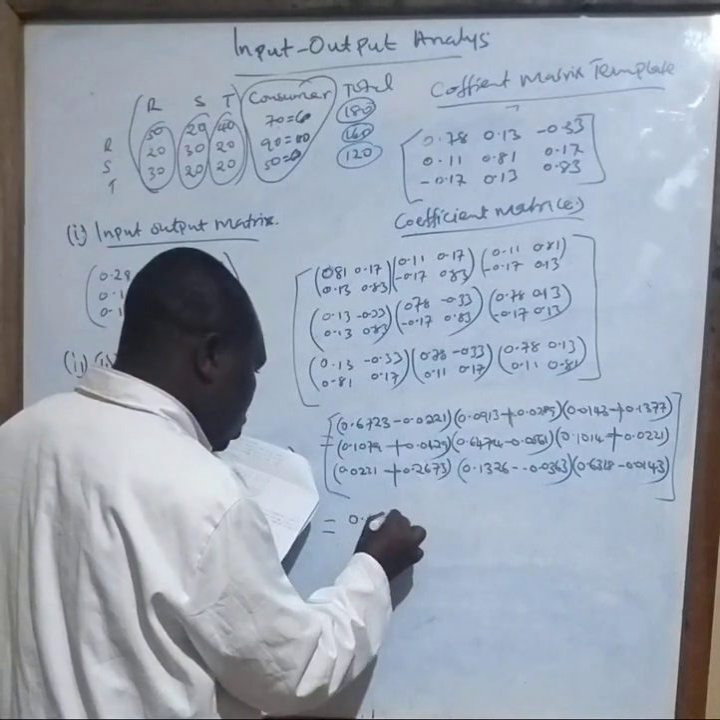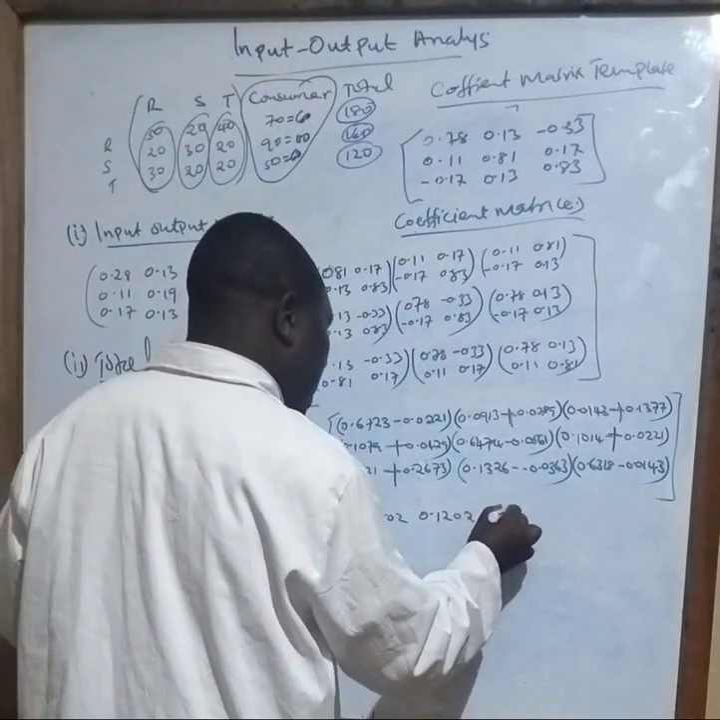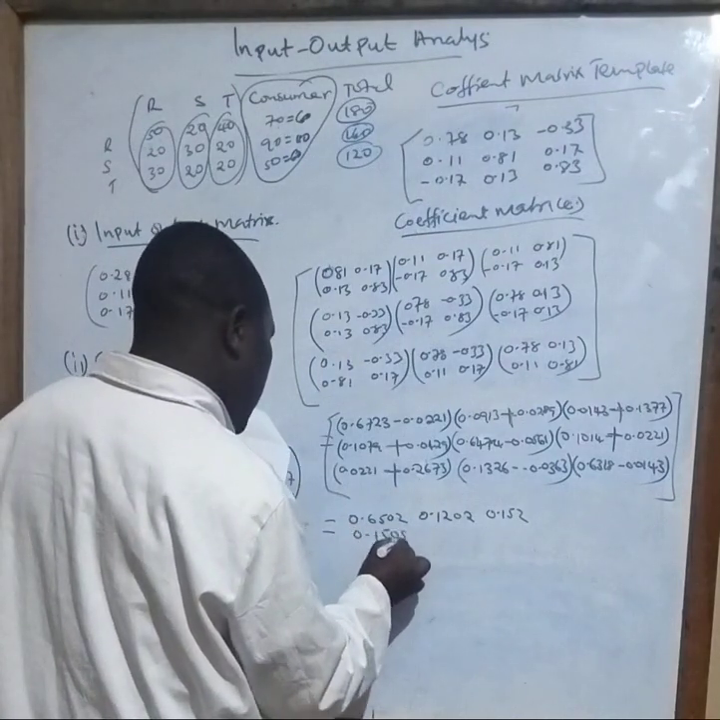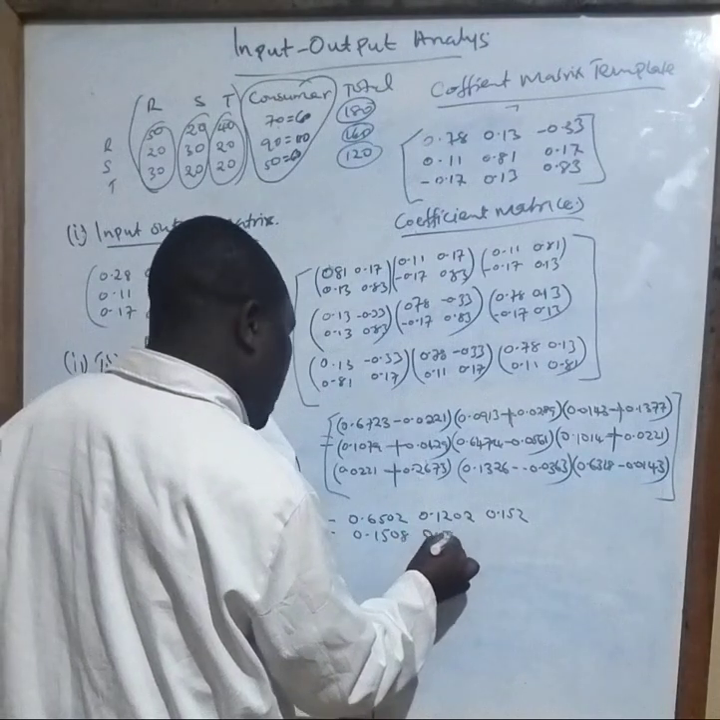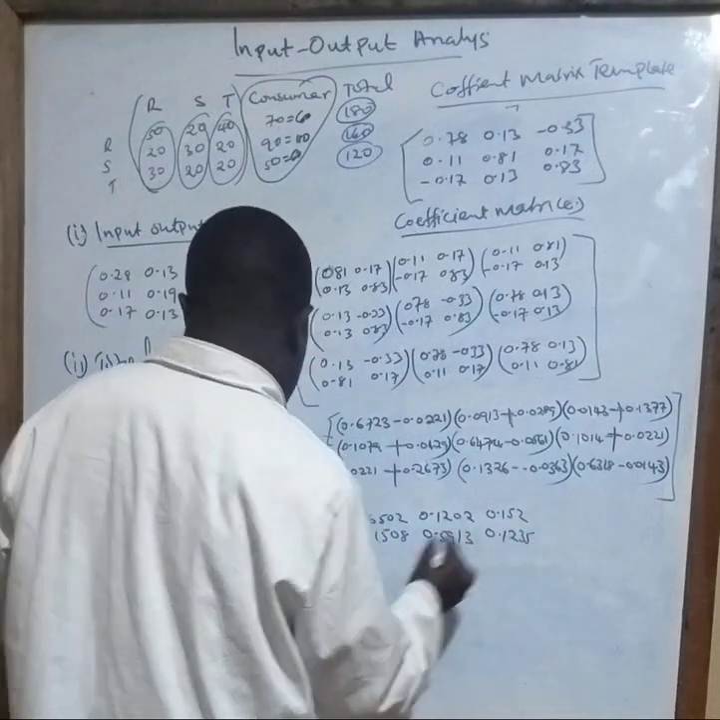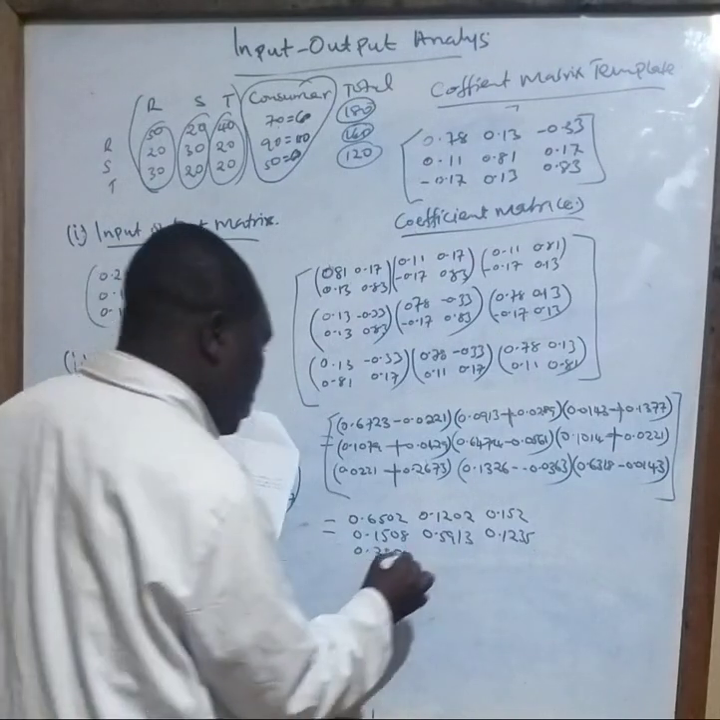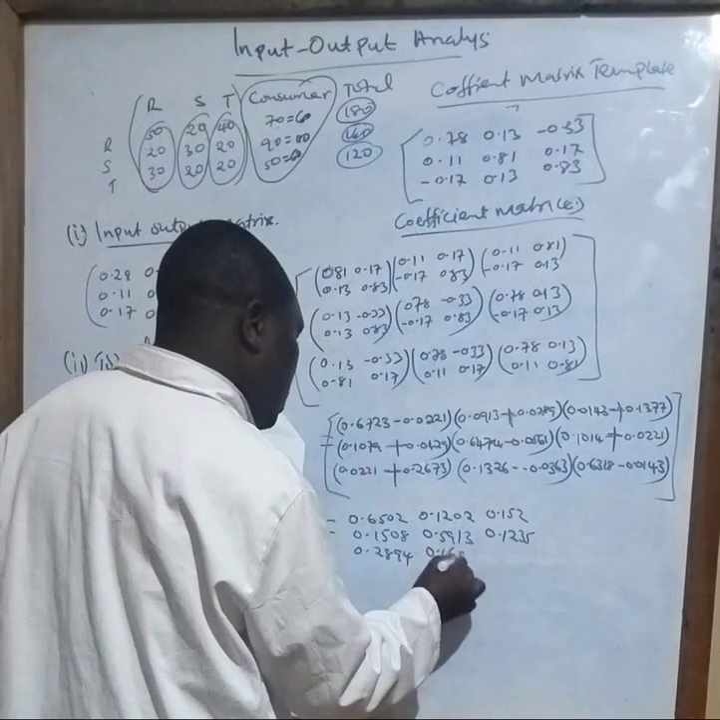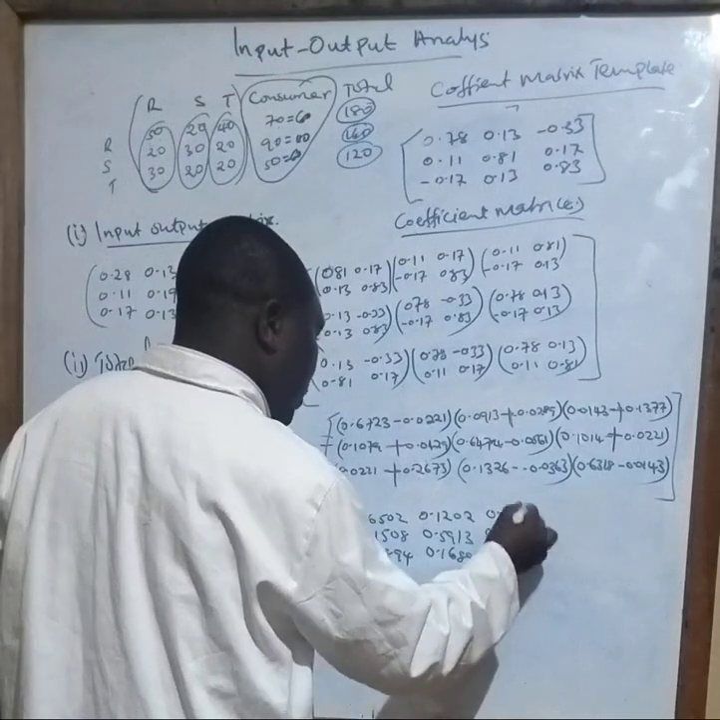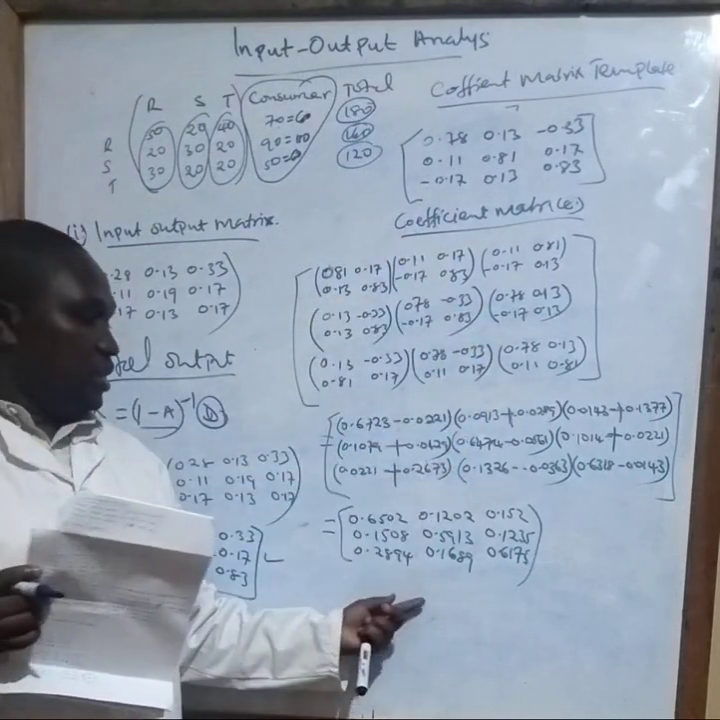0.6502, 0.1202, 0.152. Then we have 0.1508. Then we have 0.5913. Then we have 0.1235. Then we have 0.2894. Then we have 0.1689. Finally 0.6175. So that is your final matrix from the coefficient matrix. This is your answer now.